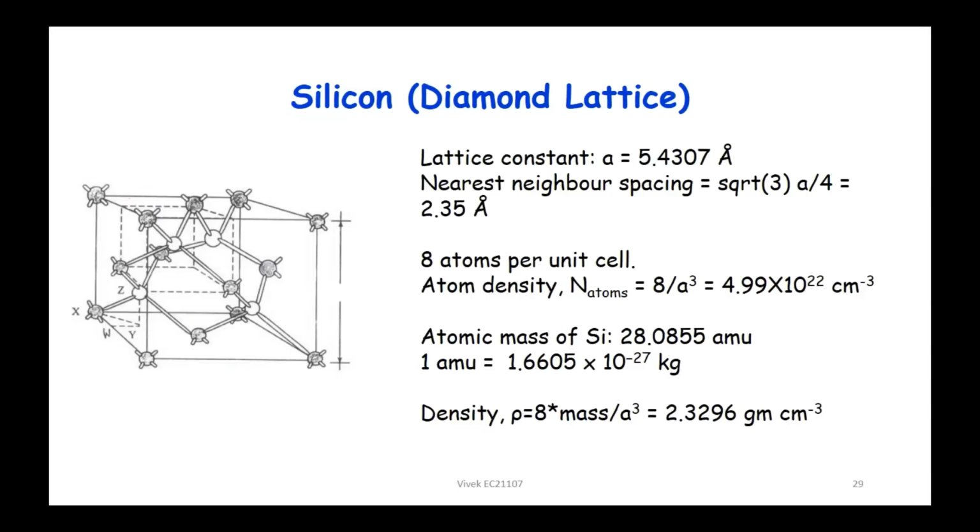Now, the atomic mass of silicon is 28 atomic mass unit AMU, and 1 AMU is 1.66 times 10 raised to power minus 27 kg. So, by understanding this lattice, you can also calculate the density. Now, what will be the density? Density will be the number of atoms, 8, times their mass, which will be 28 times 1.66 times 10 raised to minus 27, divided by the volume of the cell. So that comes out to around 2.3296 gram per cubic centimeter.